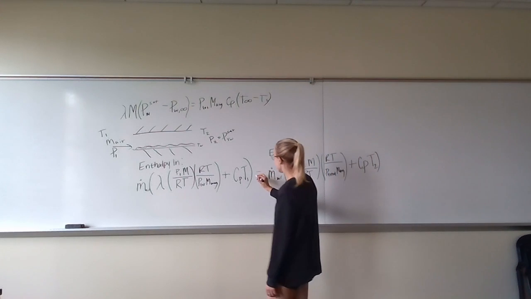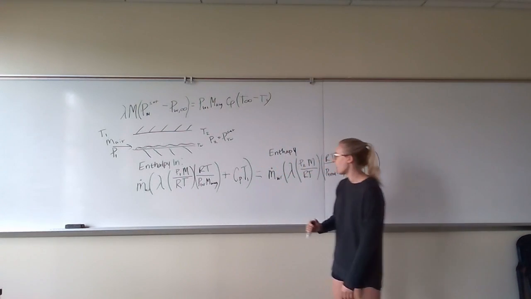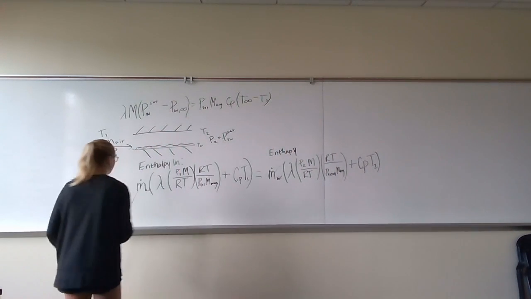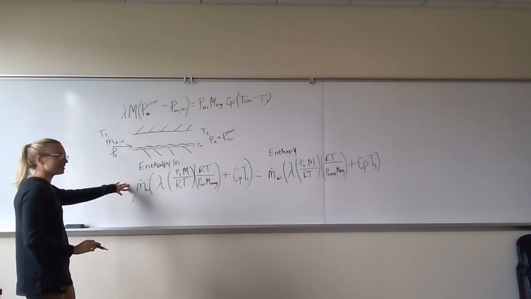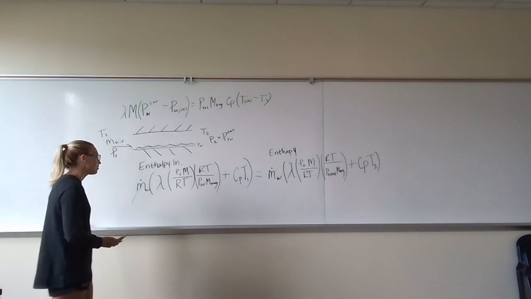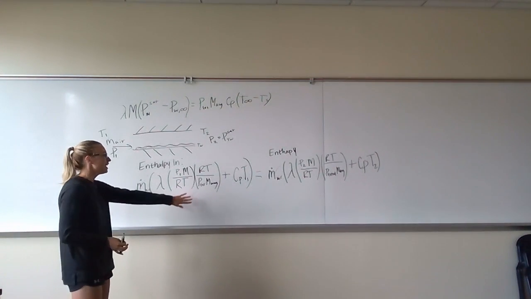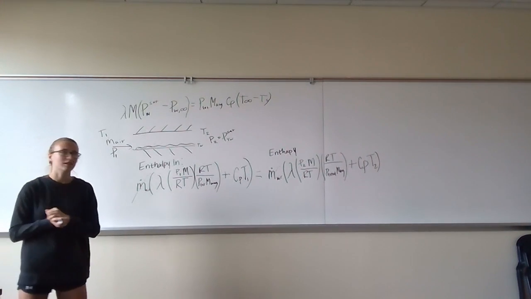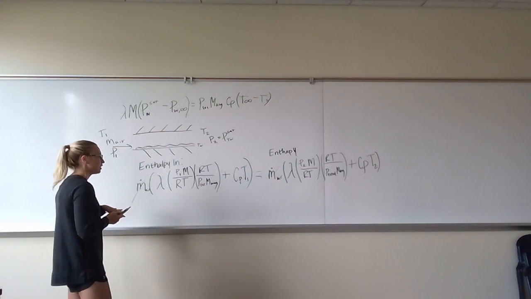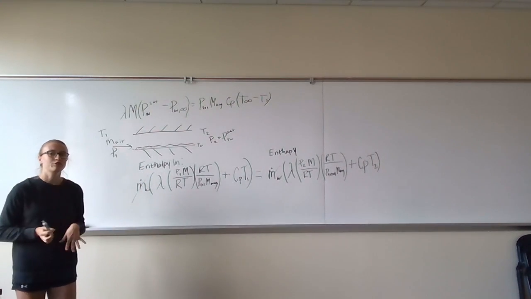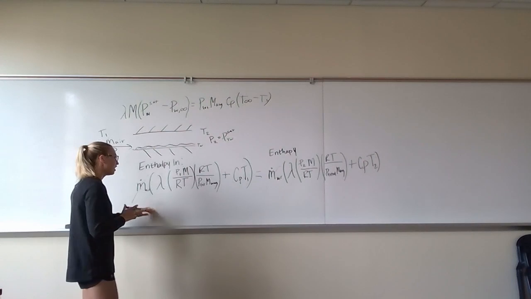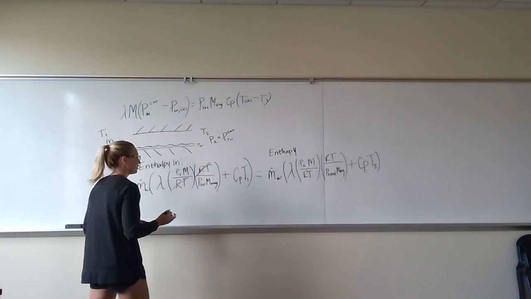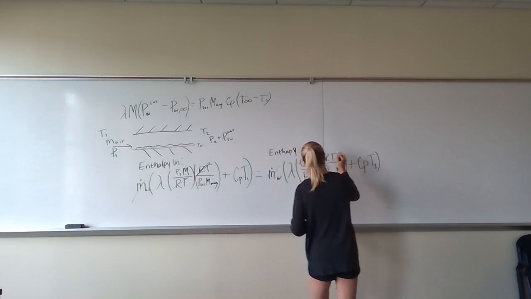So we can set the enthalpy in equal to the enthalpy out, and then cancel out a couple of things. So the mass flow rate is the same going in and going out, so we can cancel that out. And we can move the different terms to different sides of the equation in order to factor out some of these. So for example, the ideal gas constant times the temperature cancel out in both of these.